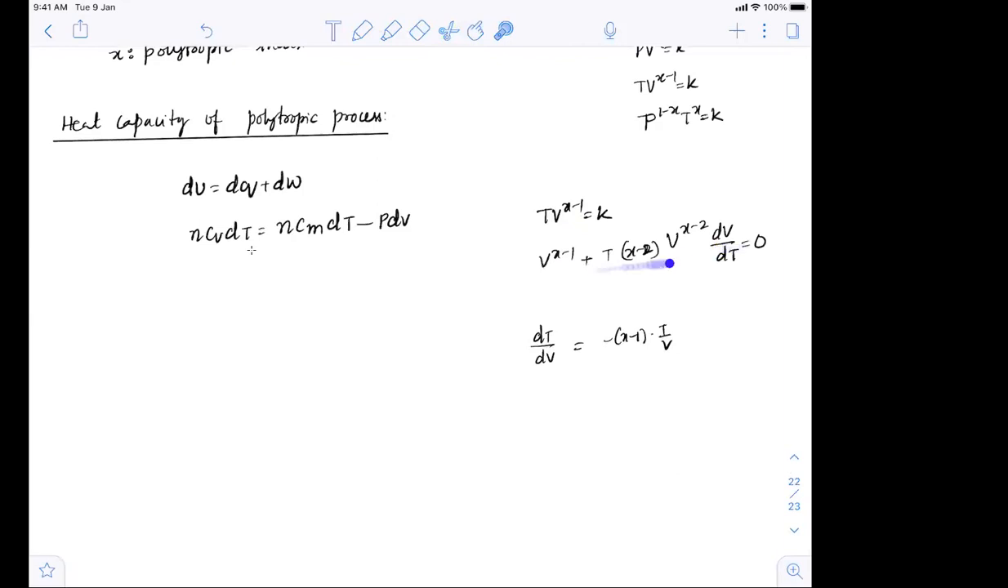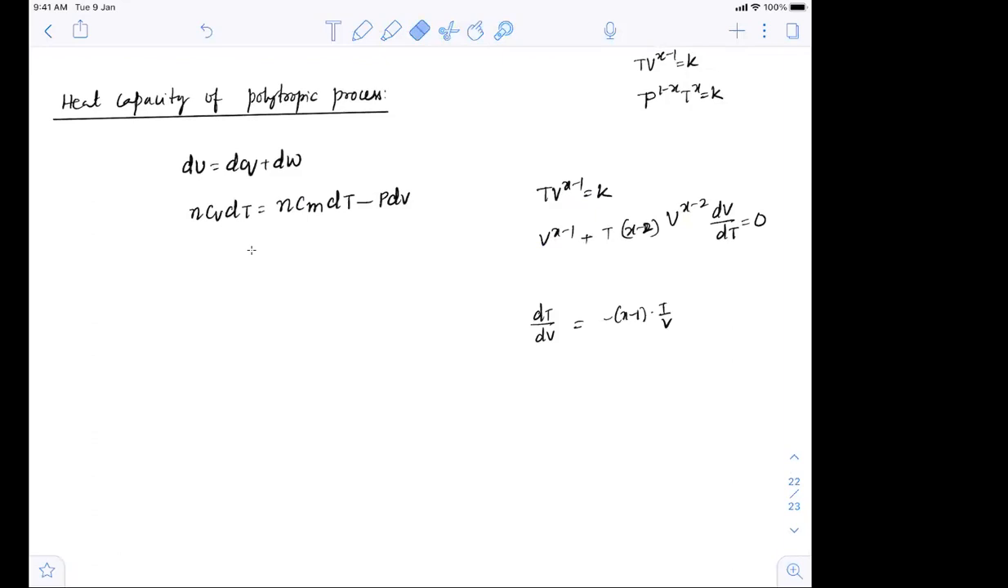This is the differential form of it. I can take V to the power of x minus 2 common, so I'll get 1 by V. This is x minus 1, sorry, x minus 1. So this is T into (x minus 1) into 1 by V. I took that to the left-hand side. So what would I get here? If I take this to the other side, we'll get 1 divided by this. So this is dV by dT.